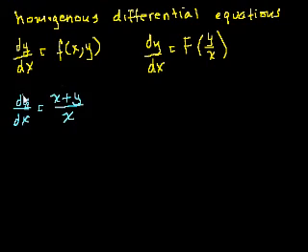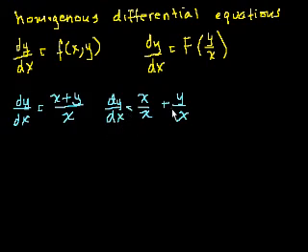As we see right here, we have the derivative equal to some function of x and y. And my question to you is, can I algebraically rewrite this so it becomes a function of y over x? Well, sure, if we just divide both of these top terms by x. This is the same thing as x over x plus y over x. So dy/dx is equal to x divided by x, which is 1 if we assume x doesn't equal 0, plus y over x.